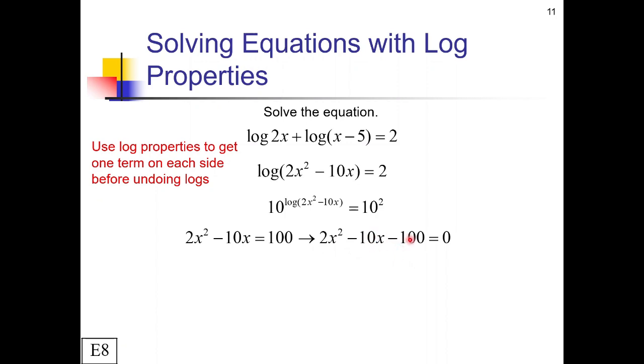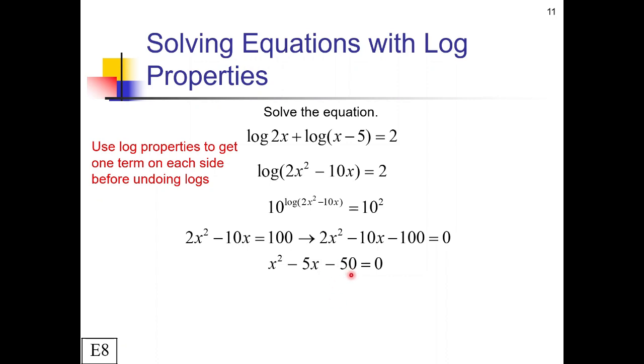This is a quadratic, so I'm going to go to my quadratic toolbox on this one. If I divide everything by 2, that'll give me x squared minus 5x minus 50 equals 0. Then I'm looking for things that multiply to negative 50 and add up to negative 5. I could use the quadratic formula, but I think I might be able to factor this one.